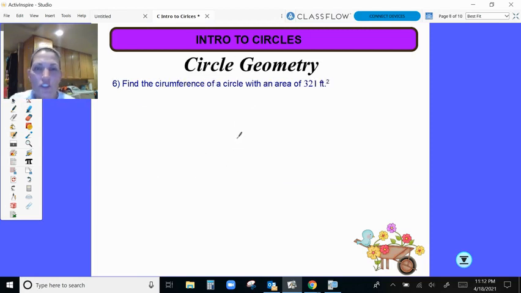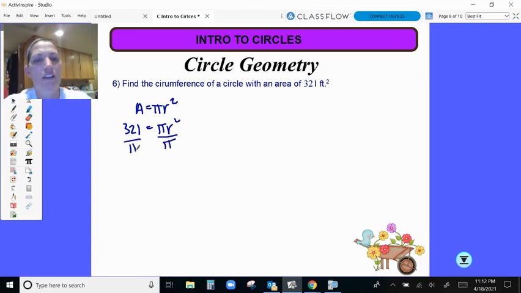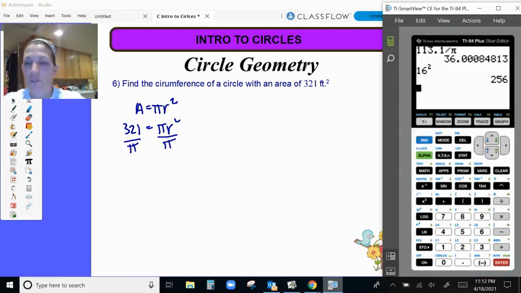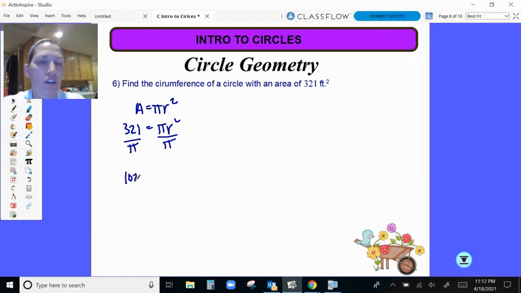So find the circumference of a circle with an area of 321. So we know what our area is, pi r squared. So we're going to plug in 321 for pi r squared. Divide by pi. Again, we'll take our 321 divided by pi. I think it's 102.1. So we got 102.1 is equal to r squared.